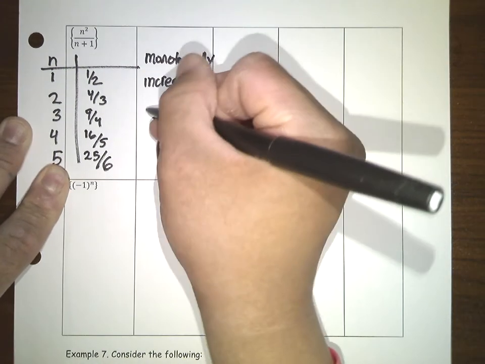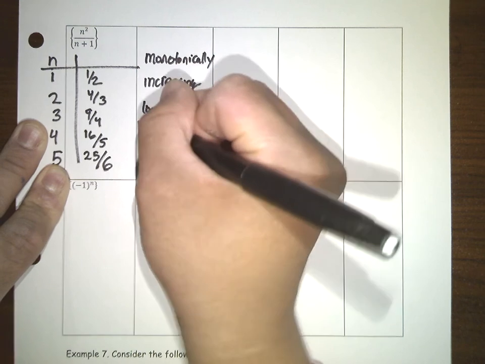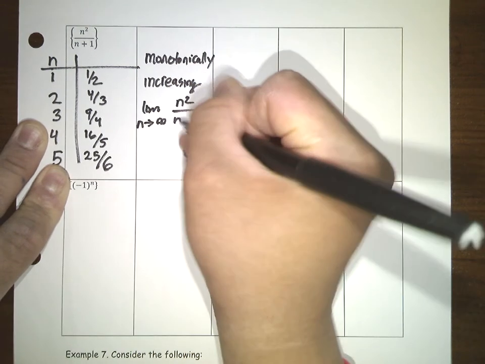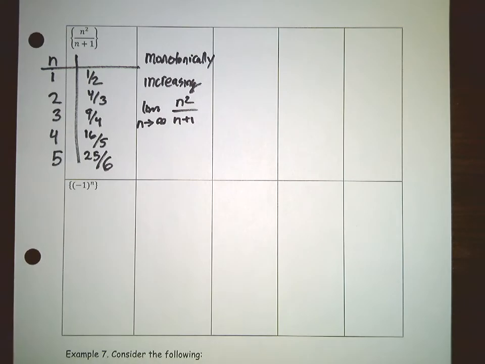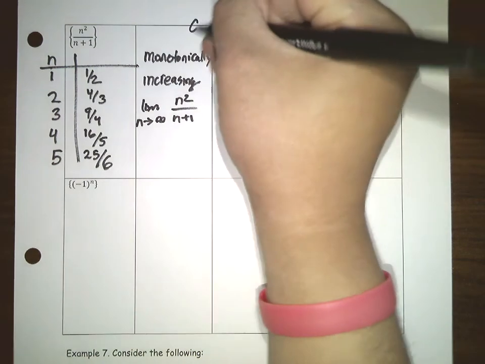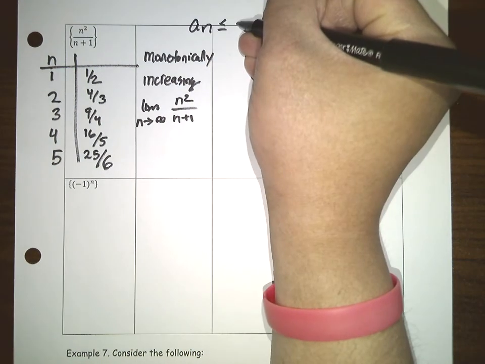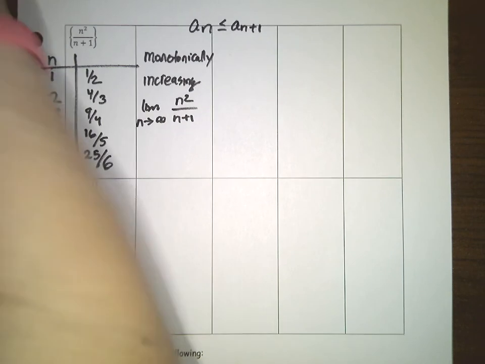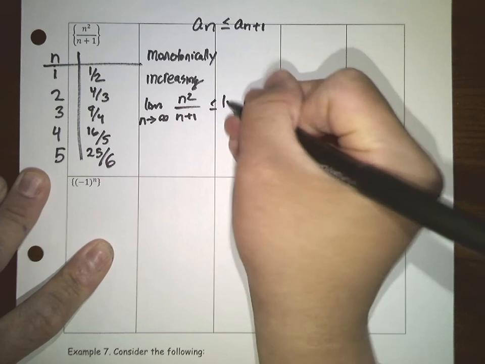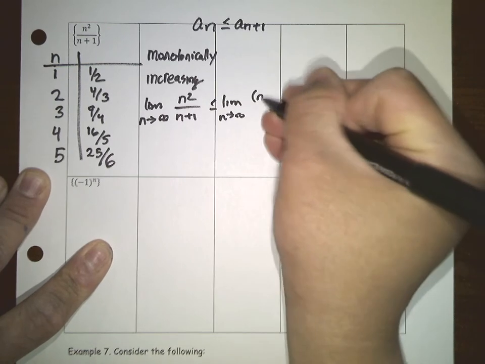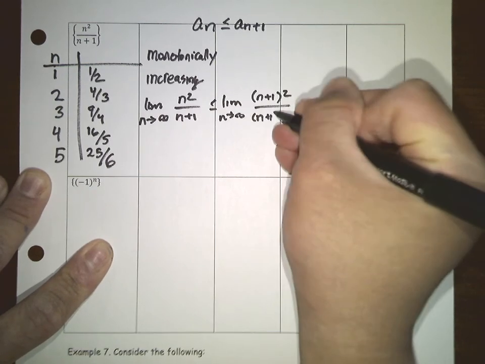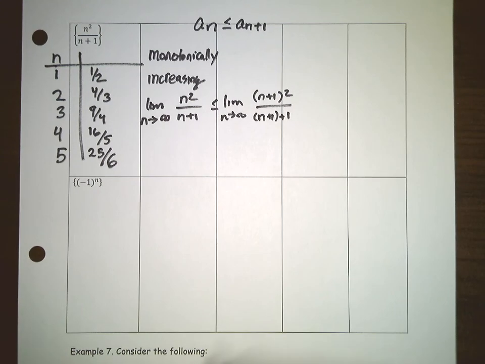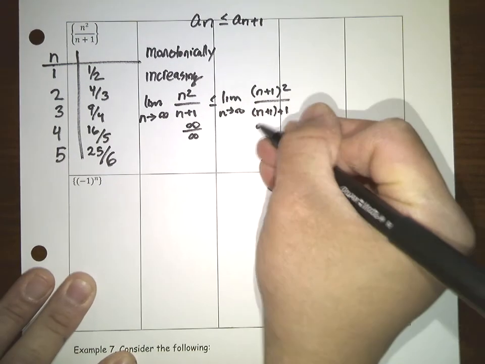All right, so I'll show you just so that you don't feel like I'm scamming you here, because you never know. I need to show, if I want monotonically increasing, that a n is less than or equal to a n plus 1. So this would be the limit as n goes to infinity of n plus 1 squared over n plus 1 plus 1. I need to use L'Hopital's rule here, because I have infinity over infinity.